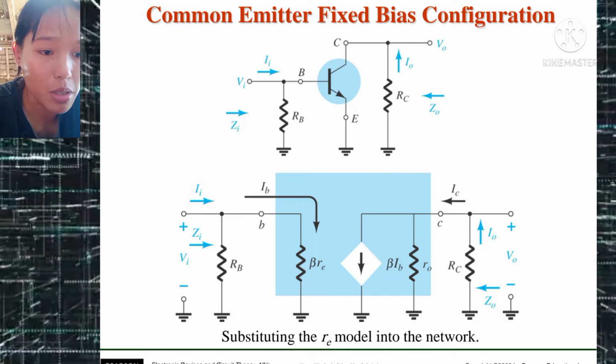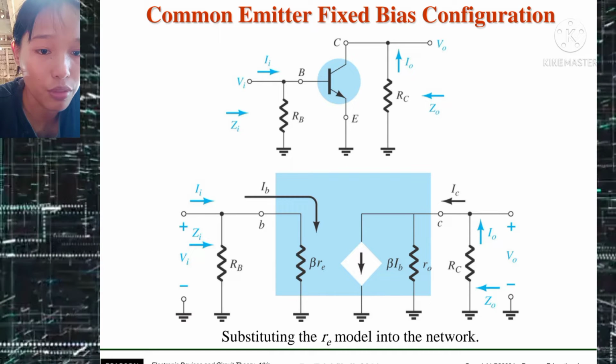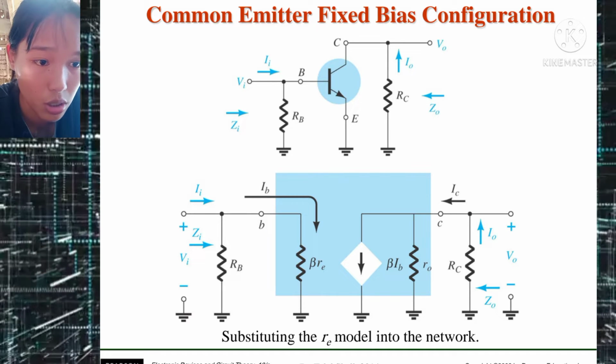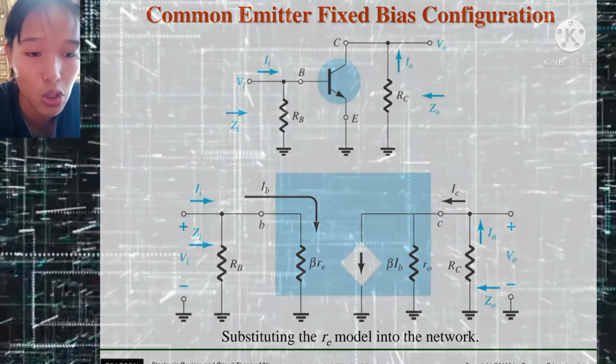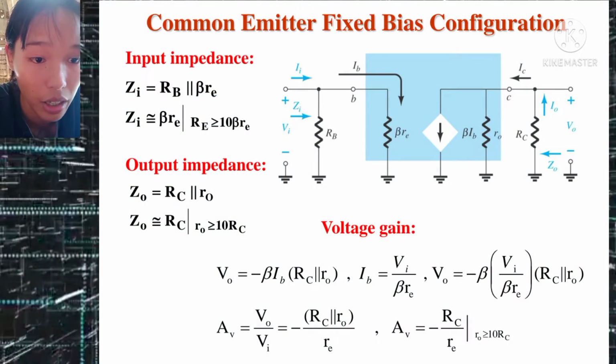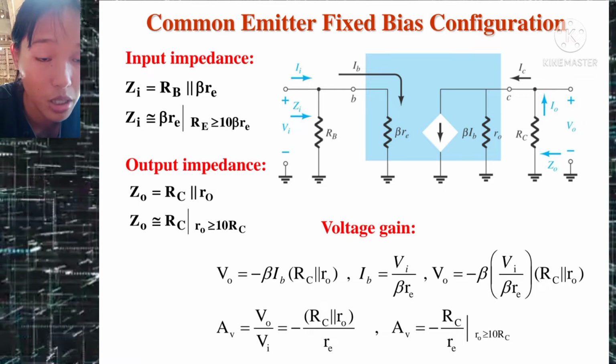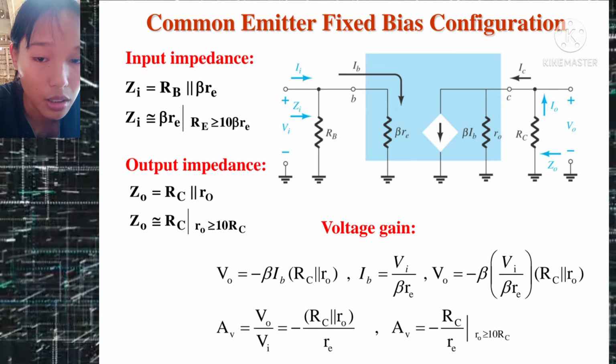So the value of re must be determined from a DC analysis of the system, and the magnitude of ro is typically obtained from the specification sheet of characteristics. Assuming that beta, re, and ro have been determined, this will result in the following equations. This is based on our previous figure.